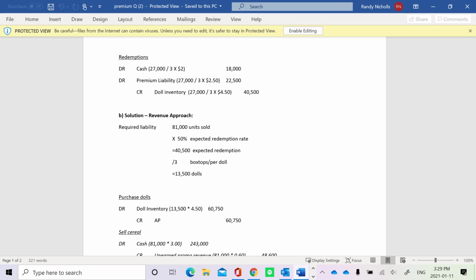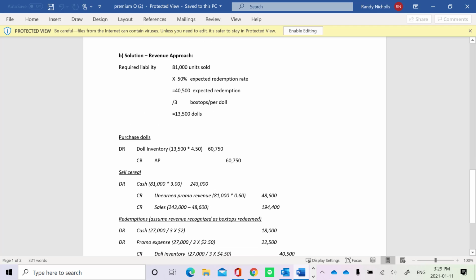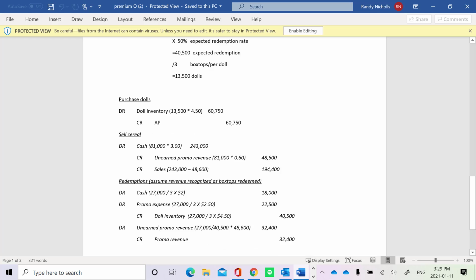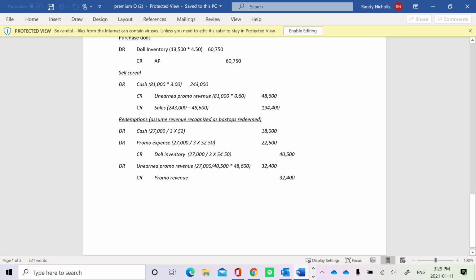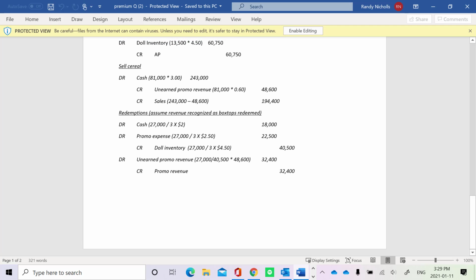Revenue approach, again, identical to warranty, just different account names. In this case, we're basically saying these box tops, we are selling them, and we will recognize revenue as they are redeemed and we provide these dolls. So if you kind of follow through with that logic, right? When I sell the cereal, I've got unearned revenue, i.e. same as unearned warranty. When I redeem these things, I'm actually going to recognize the revenue from them and recognize the related expense.